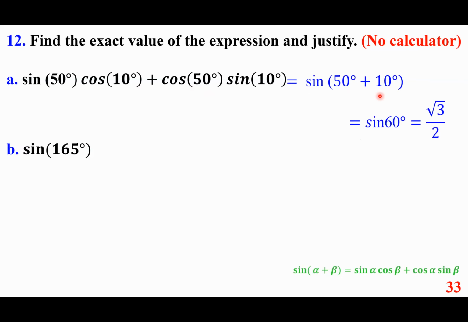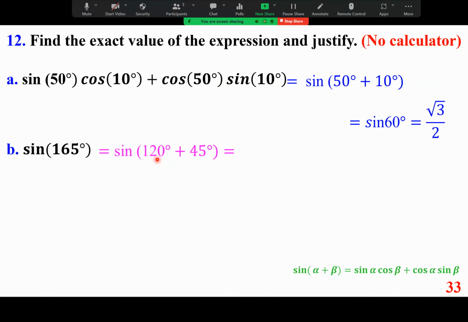Sine of 165. You can say sine of 120 plus 45 because both of them are common arcs. So you follow the same formula. Sine of 120 cosine of 45 plus cosine of 120 sine of 45.